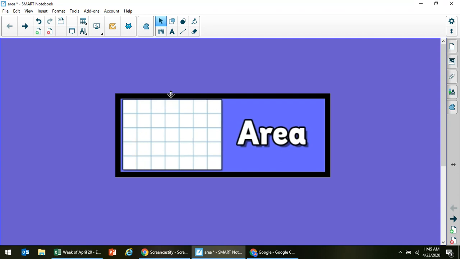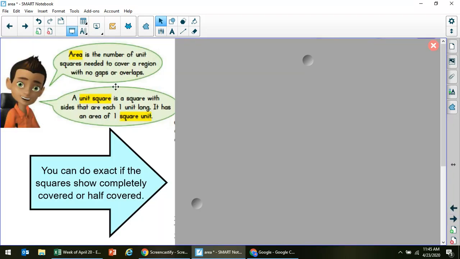space is covering a particular region or shape. And usually area is the number of unit squares that are needed to cover that particular shape or region with no gaps. Remember, you can't do any gaps or overlap. You can't lay something on top of something else. That's what it means to overlap something.